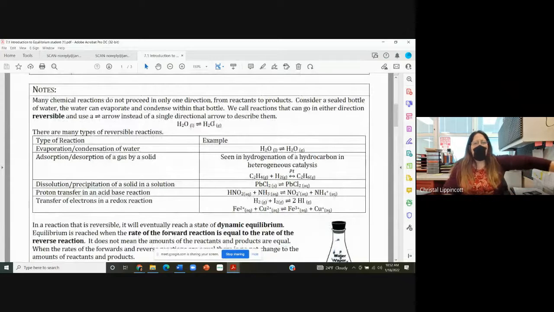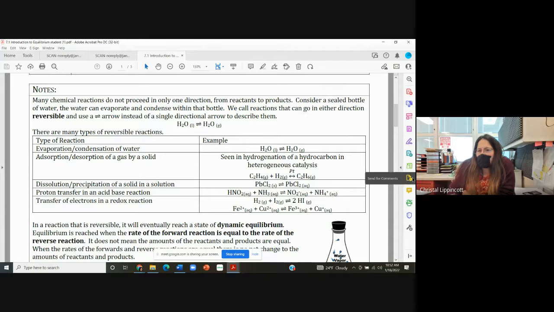So equilibrium, typically up to this point, except maybe when we had our discussion regarding weak acids and weak bases, we have had equations where this arrow is one direction and one direction only. Okay. At this point, we are kind of moving into this idea of equilibrium. And that's where the reaction runs in both directions.